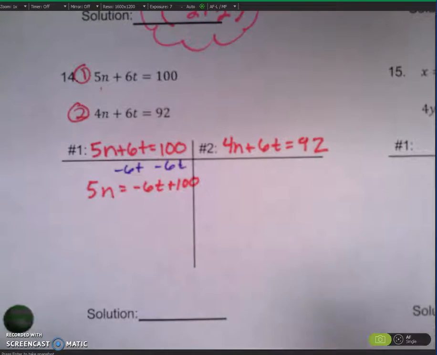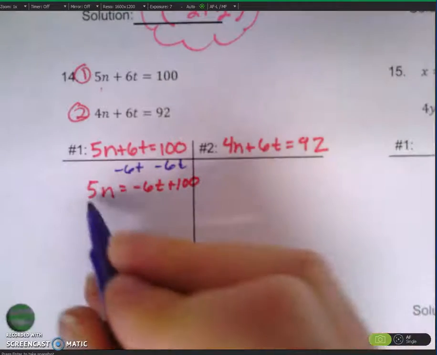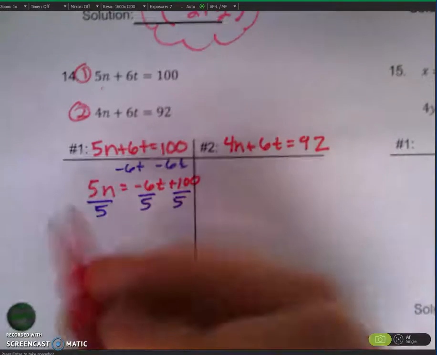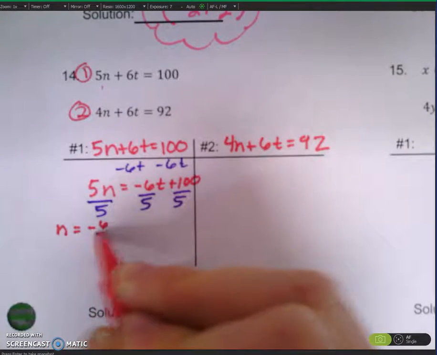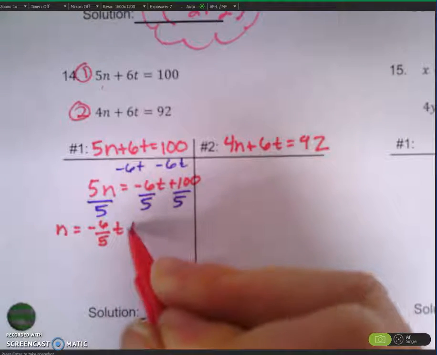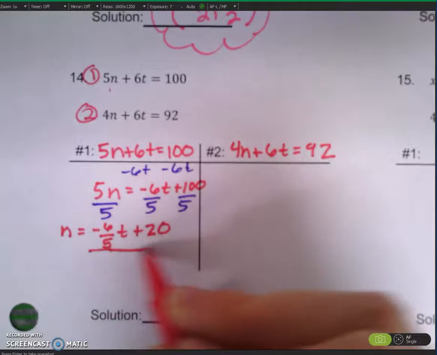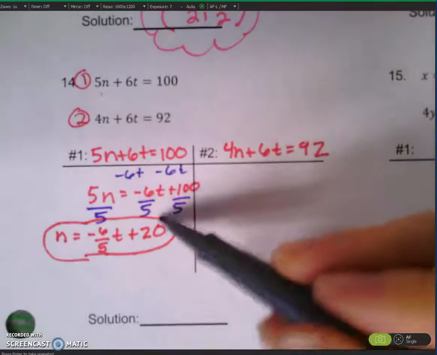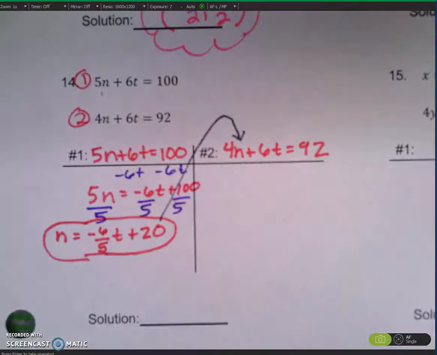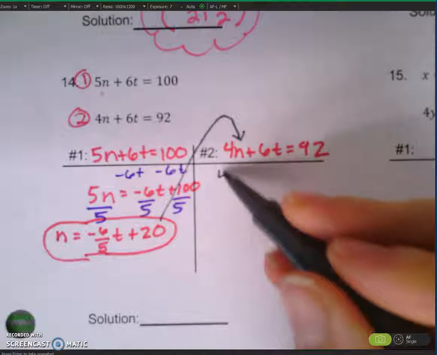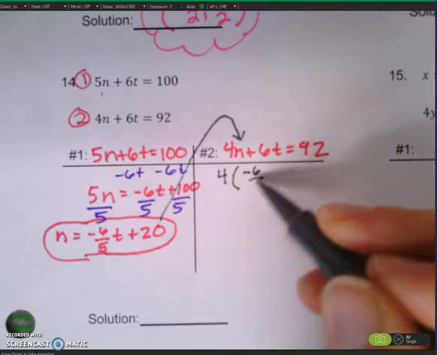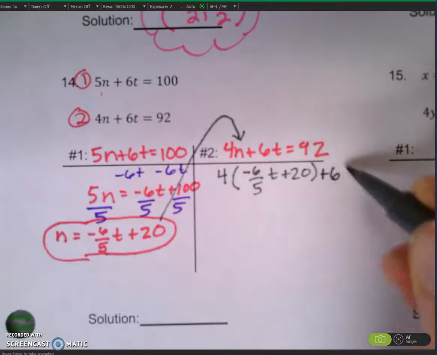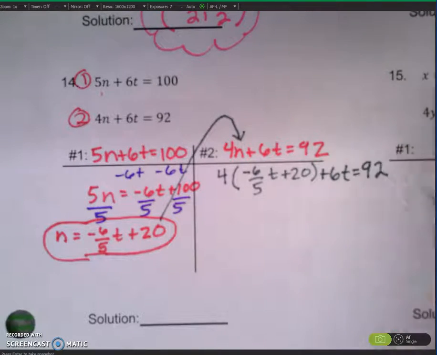What's the next thing I have to do to isolate my variable? That's right, I have to divide by 5 to every single term. When I do that, I have n equals negative 6 over 5t plus 20. Give that equation a bubble and let it float up to the n in equation number 2. So now we have 4 times the quantity of negative 6/5 t plus 20, all added to 6t equals 92.